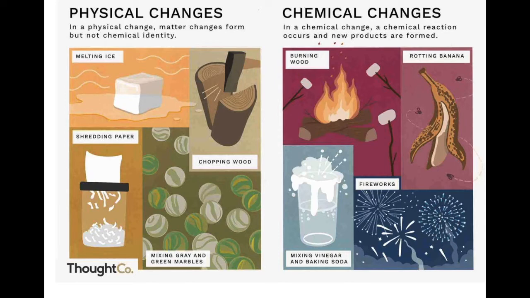changes its form. Versus chemical changes: burning wood, lighting a match, a banana rotting, putting vinegar and baking soda together to create an explosion or some awesome fireworks. Those are chemical changes because a chemical reaction is occurring and new products are formed. But that's a new word there: product, reactant. Those are words that you use typically in average language, but they have real scientific meaning.